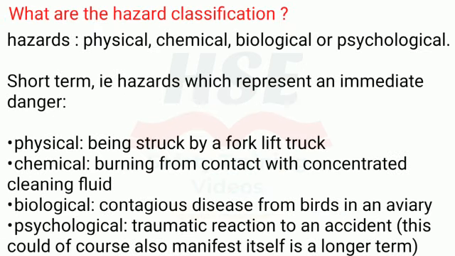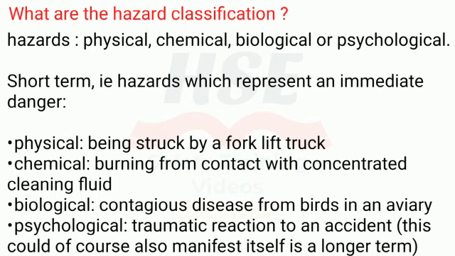What is the hazard classification? Hazards: physical, chemical, biological or psychological. Short-term hazards represent an immediate danger. Physical: being struck by a forklift truck. Chemical: burning from contact with concentrated cleaning fluid. Biological: contagious disease from birds in an aviary. Psychological: traumatic reaction to an accident.